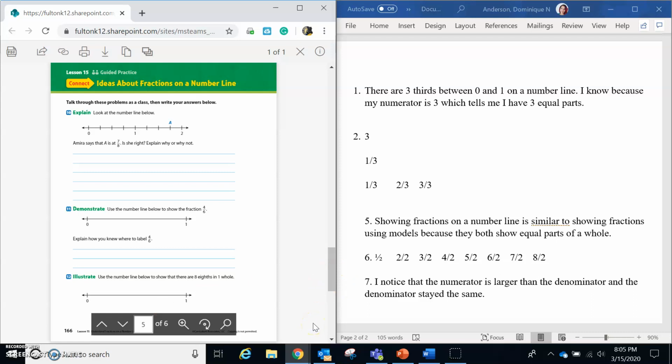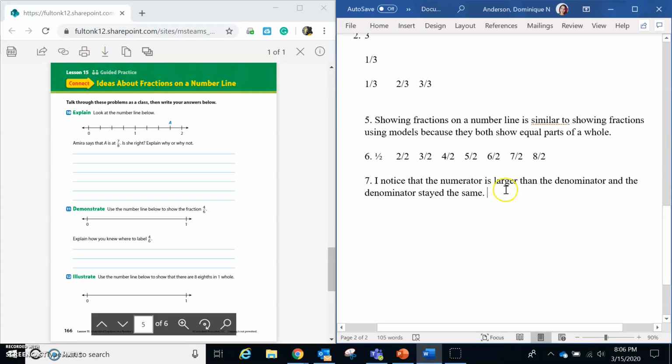Number 10. It says, look at the number line below. Amira says that A is at 7/8. Is she right? Explain why or why not. So first we need to count our spaces. So we're going to only look between 0 and 1. We're not going to go past that.